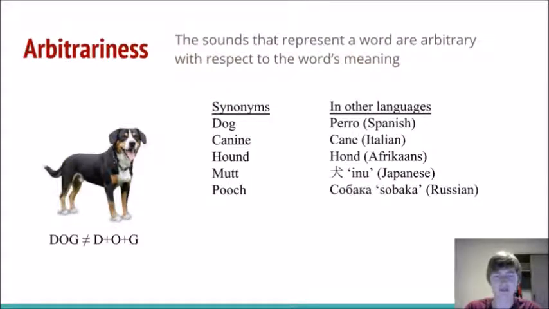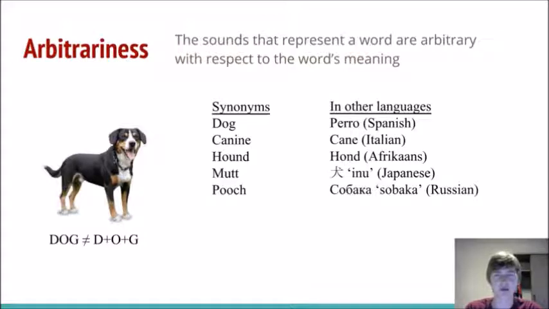Arbitrariness is essentially the idea that the sounds which represent a word are arbitrary with respect to the meaning of the word itself. A good example of this is the word dog. If you try to break up the word dog into its sounds, like D, O, and G, there really isn't any sort of meaning that corresponds to each individual letter.